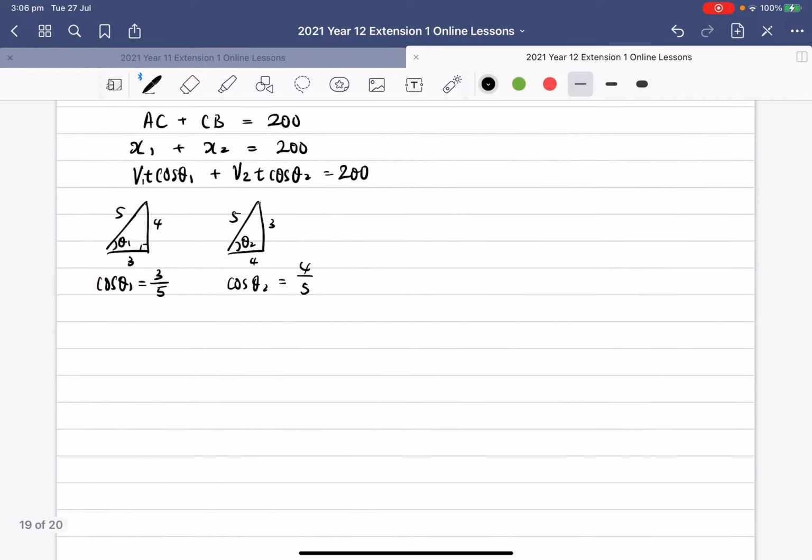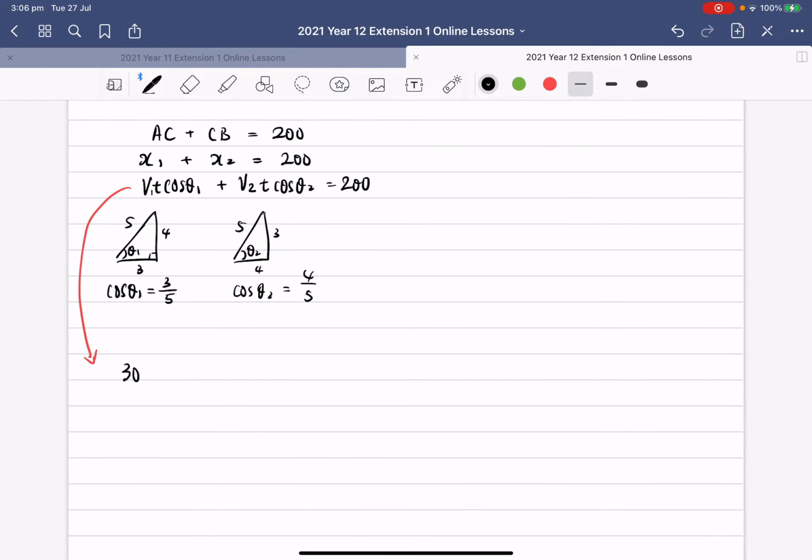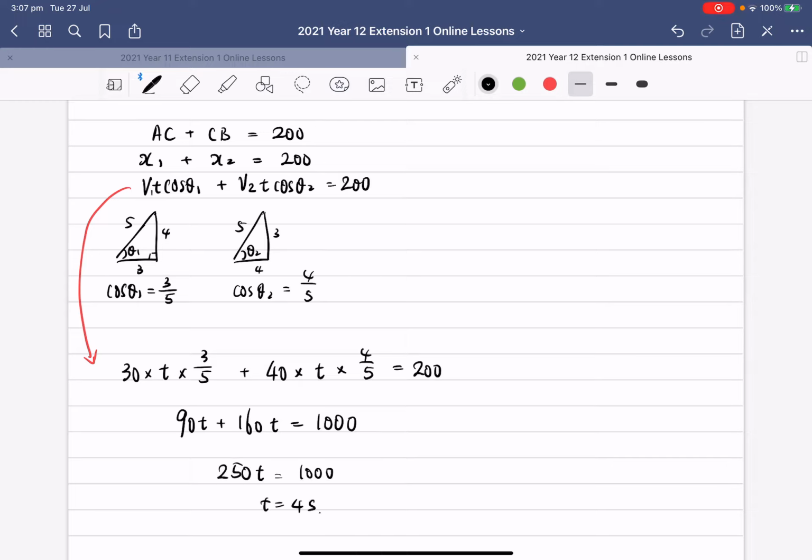Once we know this information, we can substitute the values in, and we should be able to calculate the value of t. So V1 is equal to 30 times the time, which we don't know, times cosine theta 1 which is 3 over 5, plus V2 is equal to 40 times the time times 4 over 5. That is equal to 200. If we multiply everything by 5, that gives us 90t plus 160t, which is equal to 1,000. So that gives us 250t is equal to 1,000, and t is equal to 4 seconds. So we proved that 4 seconds later, they are going to collide.